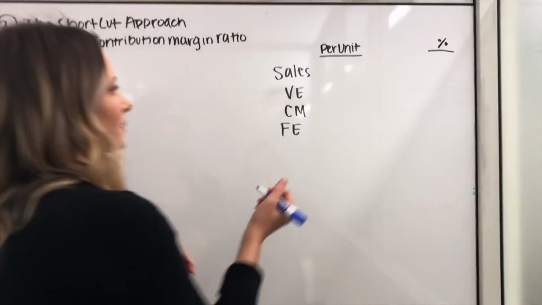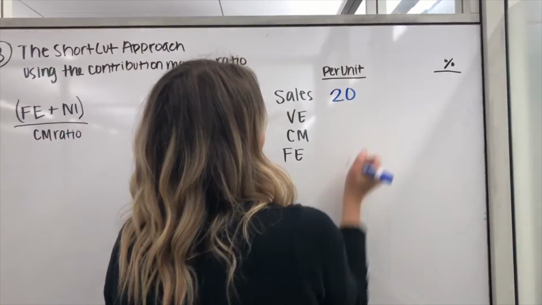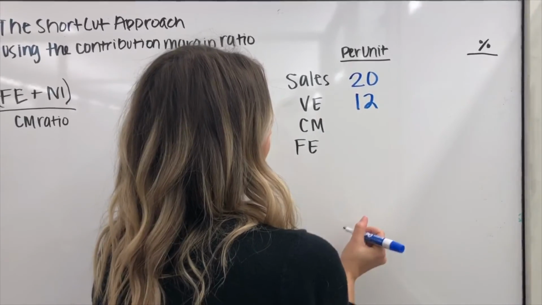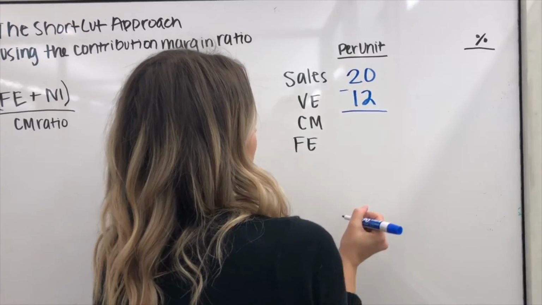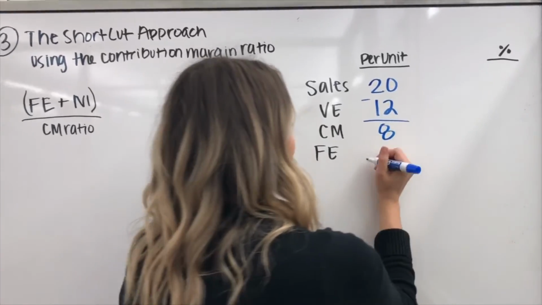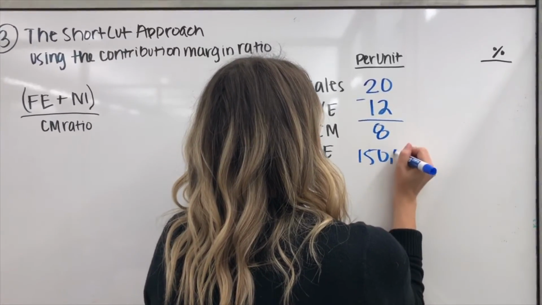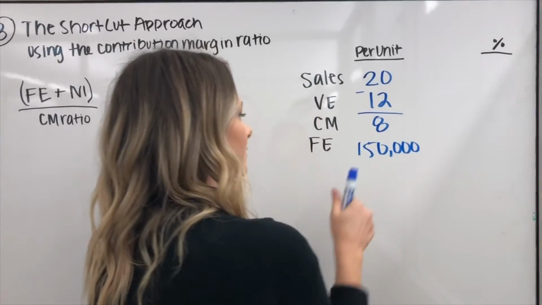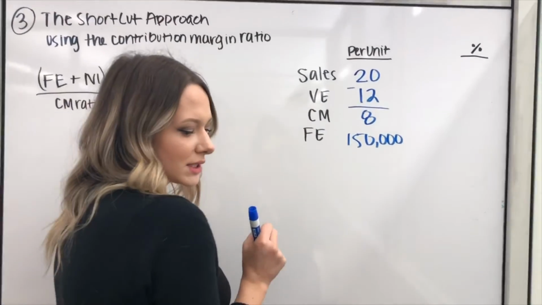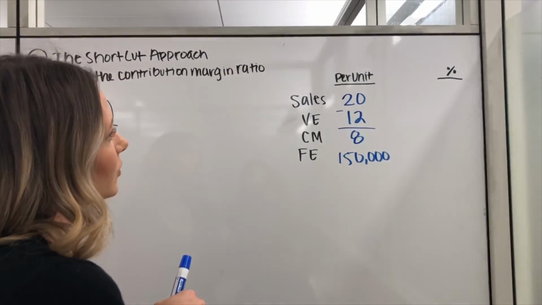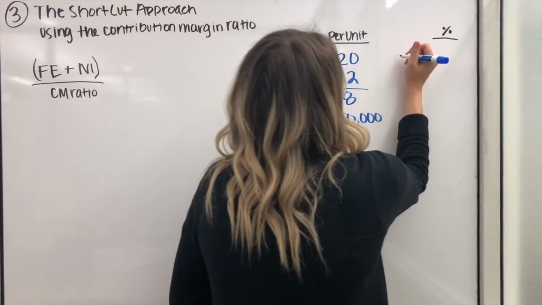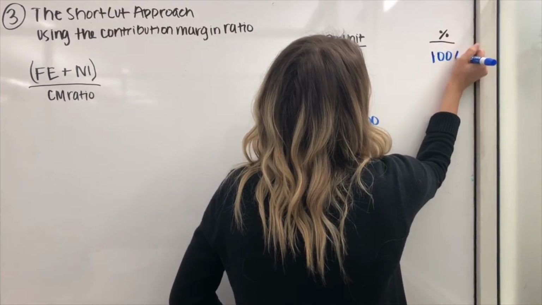So again, we're selling beach balls at $20 per unit, our variable expenses at $12, taking our sales minus our variable expenses, leaving us with $8 of profit, and our fixed expenses at $150,000. So this approach uses percentages. In order to find the percentages used in this equation, our sales is always going to be 100%.